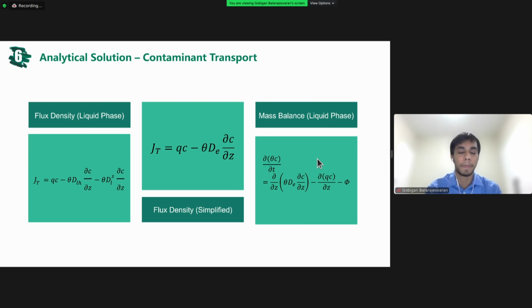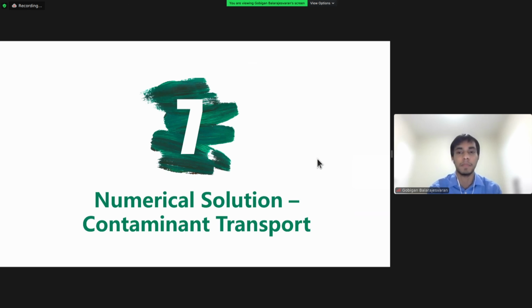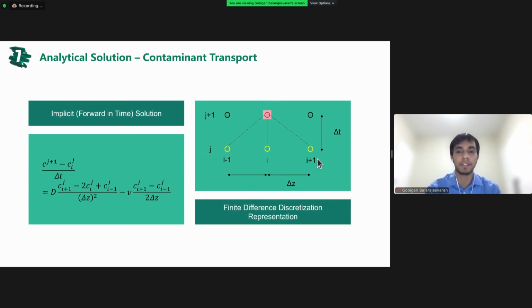And moving on, from the mass balance we find the advection dispersion equation, and again for simplicity, with steady state flow, it leads to the advection equation, where V is the average pore water velocity. And to implement the finite difference method, we would do a discretization in time and in space. The subscript j denotes the time, and i will be representing space.